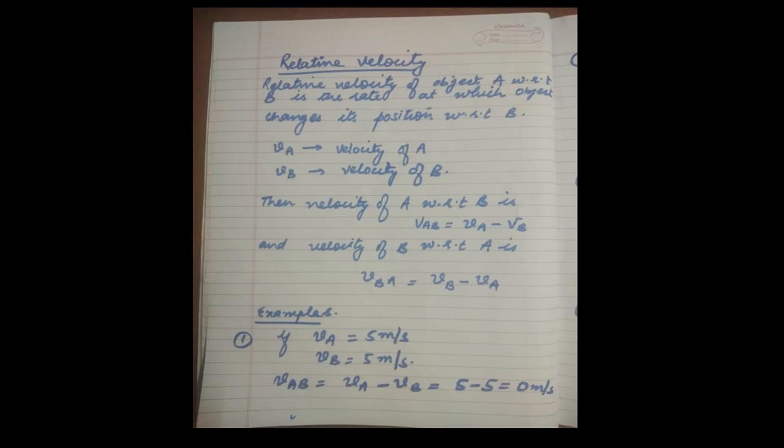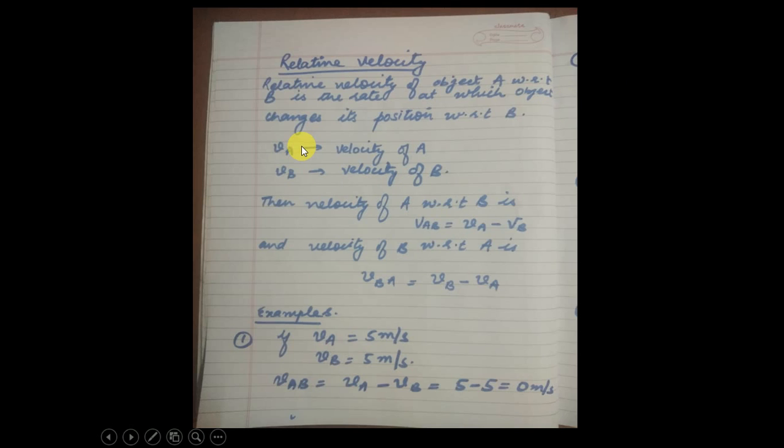So we can say that if any car is going away from another car and the other car is also moving, then the rate at which the first car is going away from the second car, or approaching the second car, is called the relative velocity of car 1 with respect to car 2.